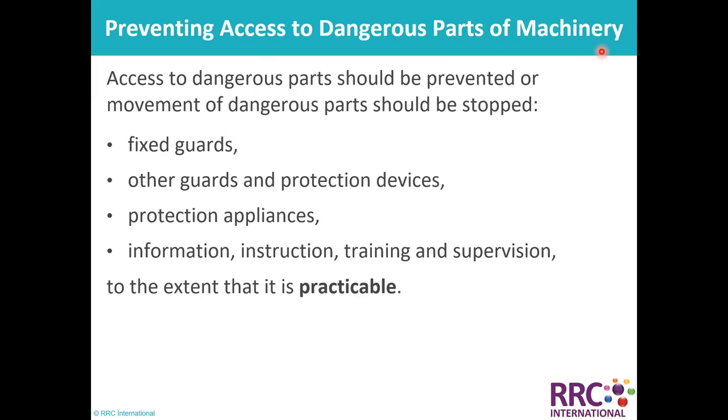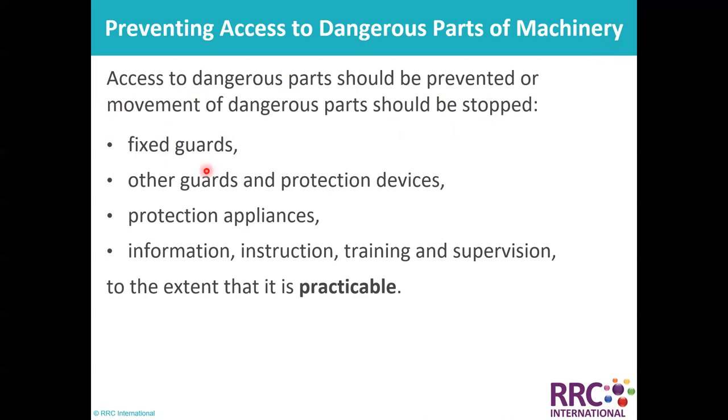As a manufacturer, what I have to do is prevent your access to the dangerous parts of the machinery. For example, if I am making an AC or a fan, the fan should be guarded in a way that kids in our home, for example, should not be able to touch the blades of the fan. This is an easy example. In the same way, in industry, we have different chains, belts, drives and pulleys. So it is the job of the manufacturer or the employer to prevent access to the dangerous parts of the machinery. Access to dangerous parts should be prevented or movement of dangerous parts should be stopped.